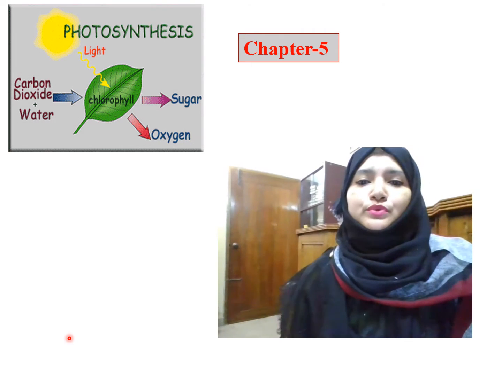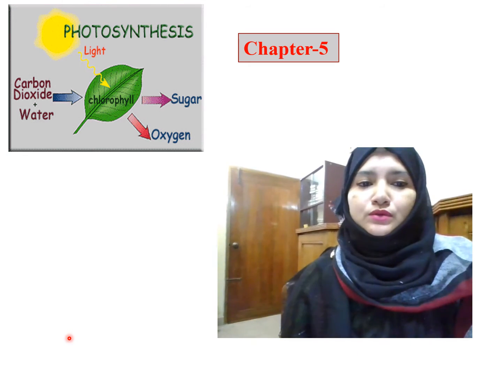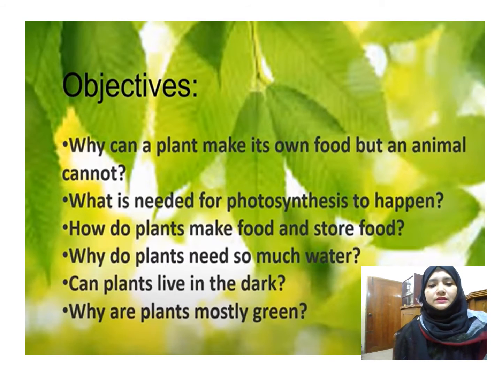Today I am going to teach about photosynthesis, and the objectives of today's lesson are: Why can a plant make its own food but an animal cannot? Why is light needed for photosynthesis to happen? How do plants make and store food? Why do plants need so much water? Can plants live in the dark? And finally, why are plants mostly green? Hopefully, after the end of today's lesson, you will have all of the answers.